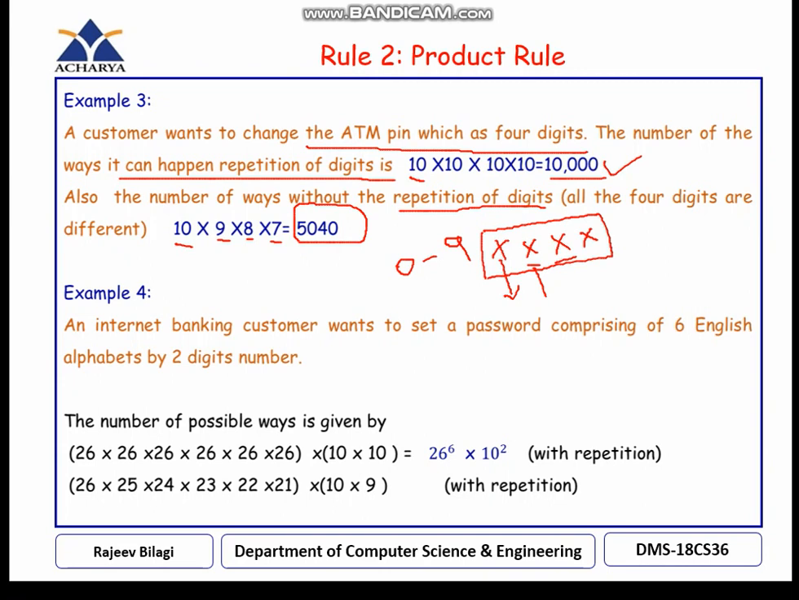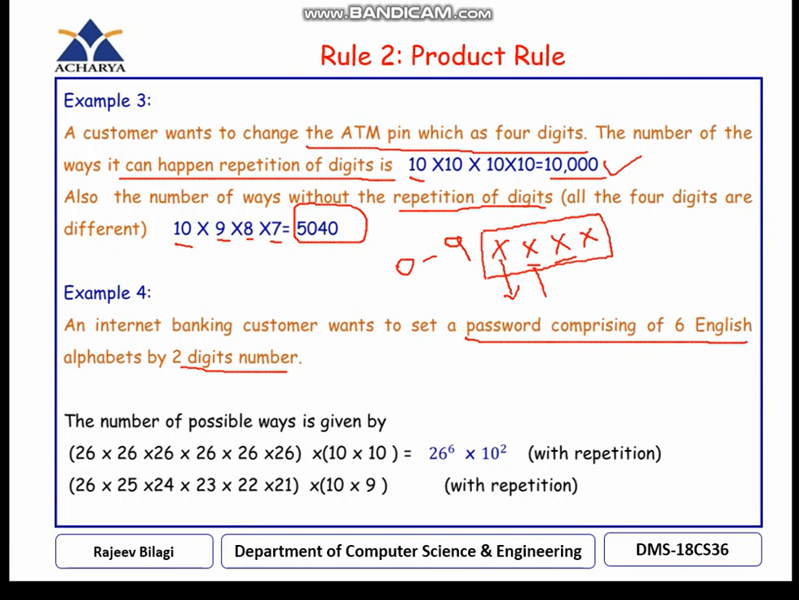In a similar fashion, we are going to solve another problem where the internet banking customer wants to set a password comprising 6 English alphabets followed by 2 digit numbers. Okay, so the possible number of ways.